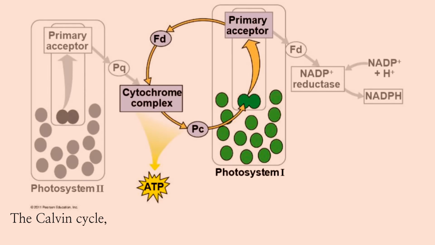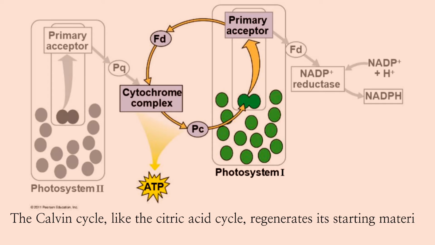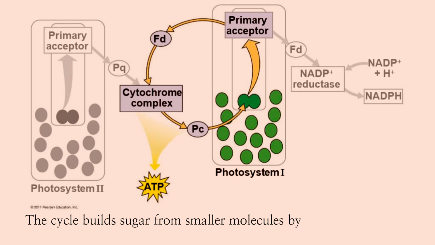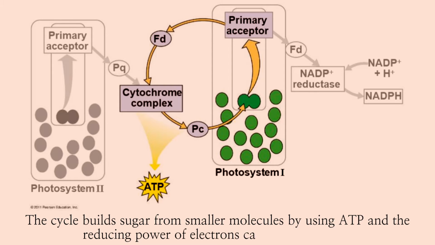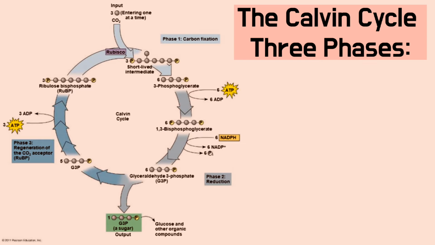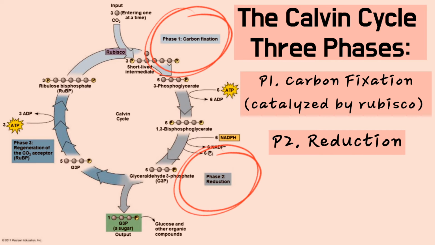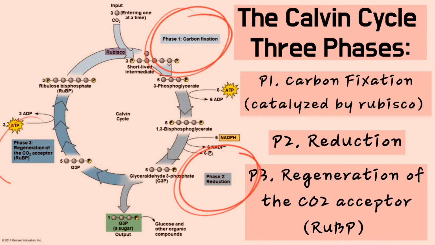The Calvin cycle, like the citric acid cycle, regenerates its starting material after molecules enter and leave the cycle. The cycle builds sugar from smaller molecules by using ATP and the reducing power of electrons carried by NADPH. The Calvin cycle has three phases. Phase 1 is the carbon fixation catalyzed by Rubisco. Phase 2 is reduction. Phase 3 is the regeneration of the CO2 acceptor.